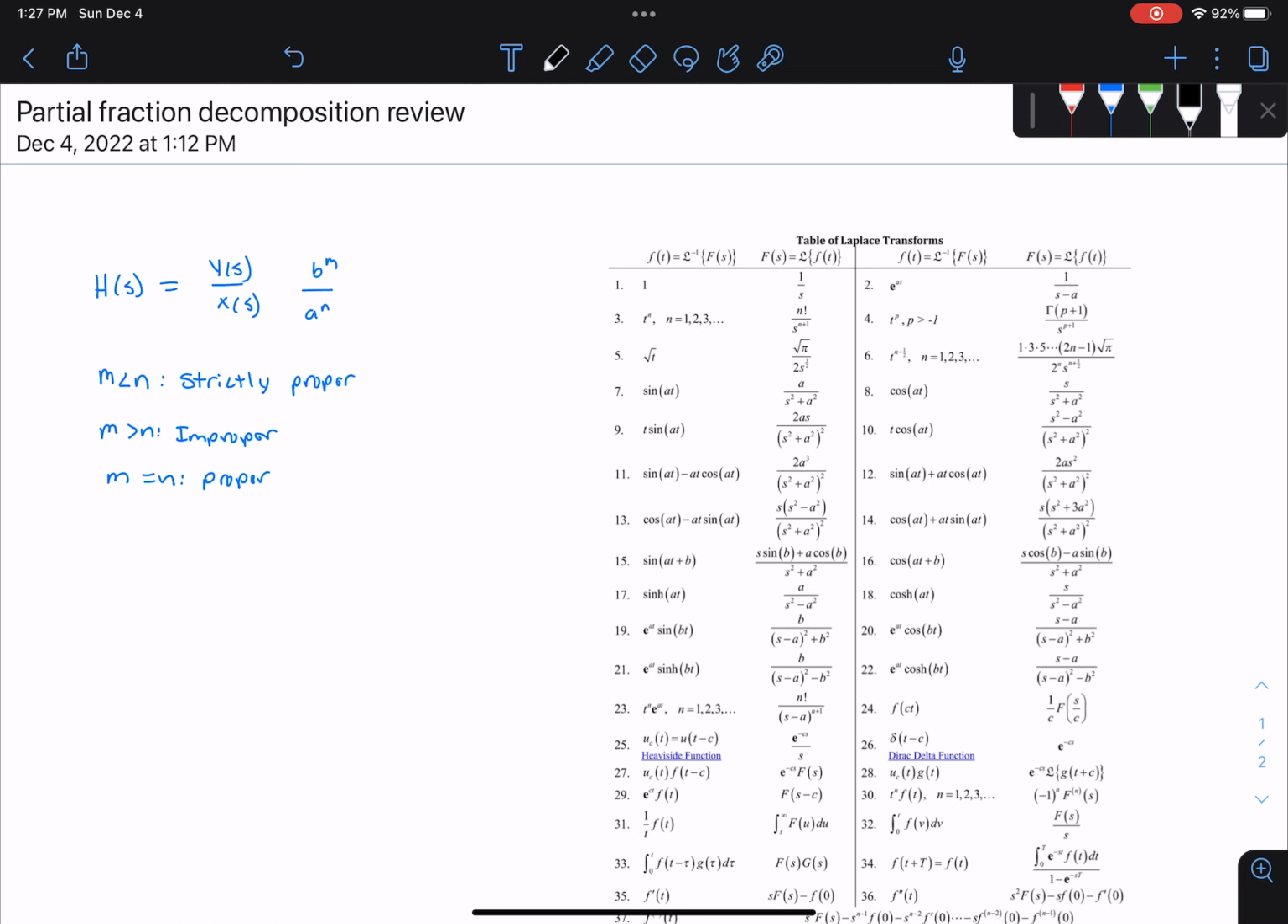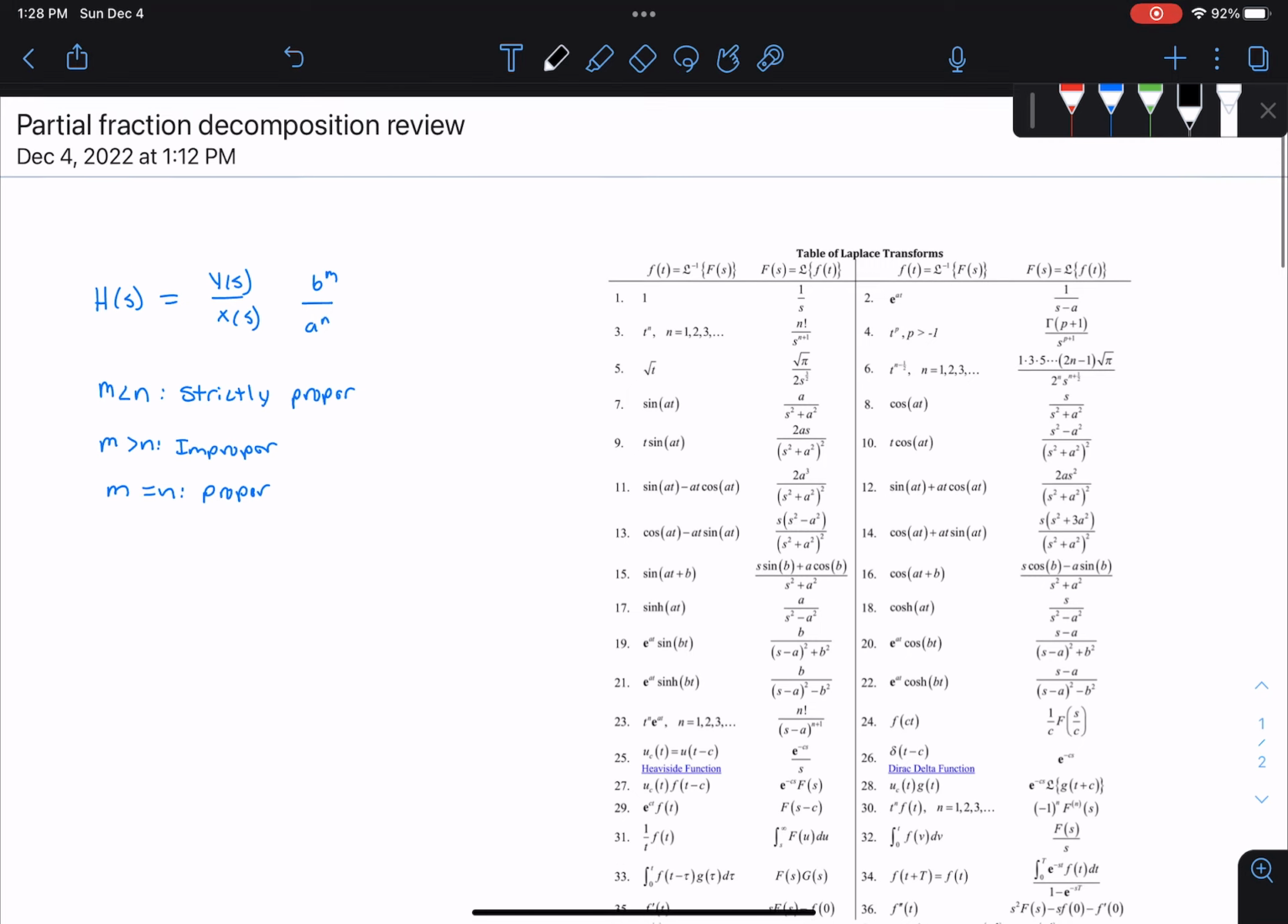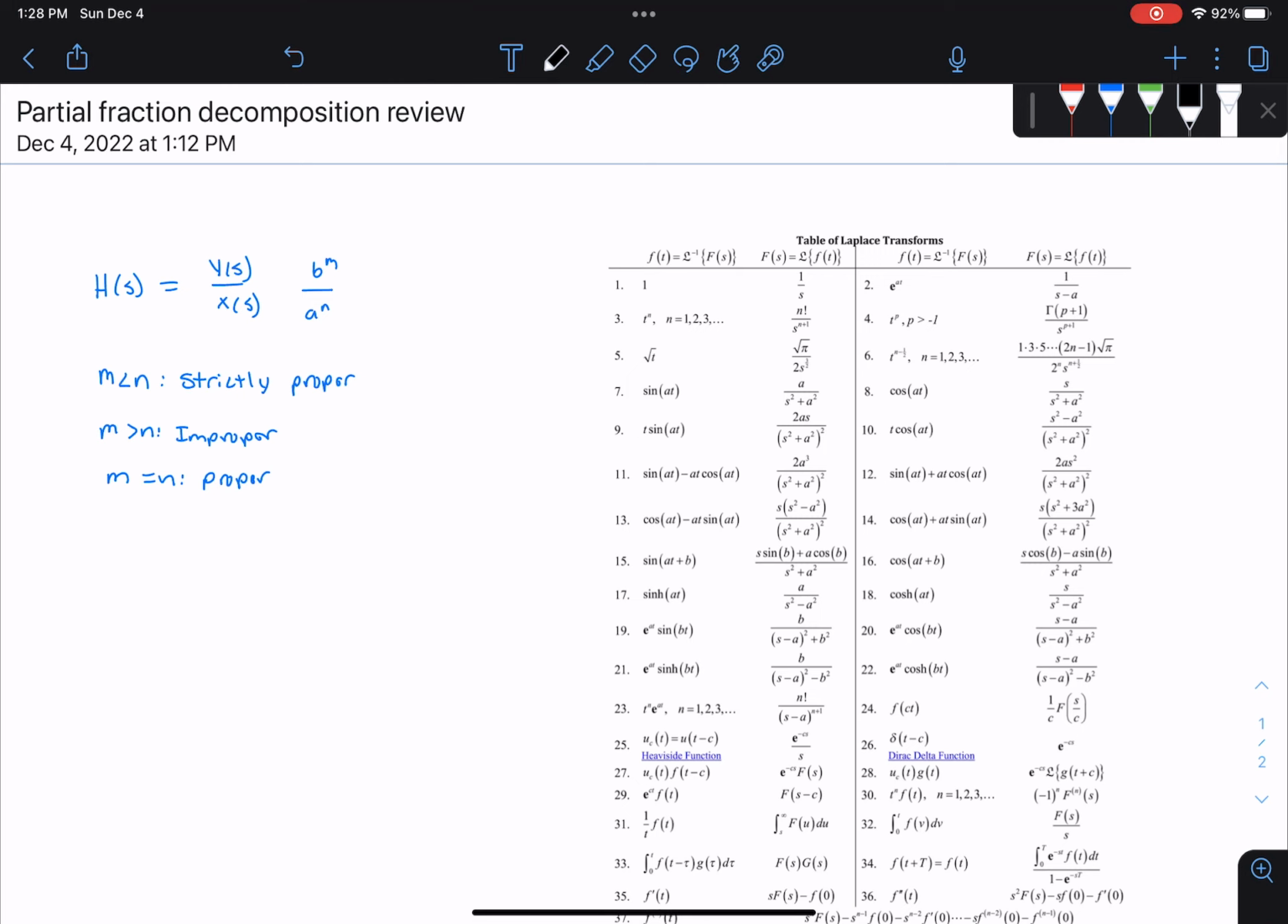In this video, we're going to be going over partial fraction decomposition review and going through an example. So the first thing that we're going to be going over is the transfer function, H of s, which is equal to the output over the input, Y of s over X of s. And the first thing we need to think about is we need to get the transfer function into a strictly proper rational function, and this will allow us to do partial fraction decomposition.